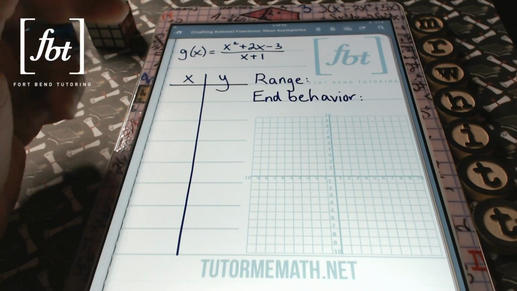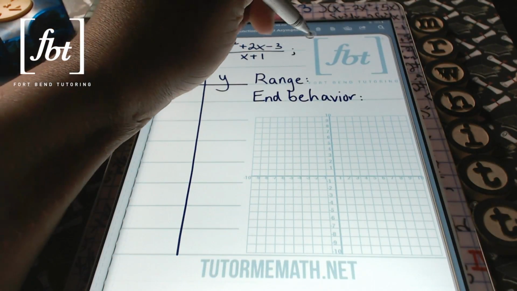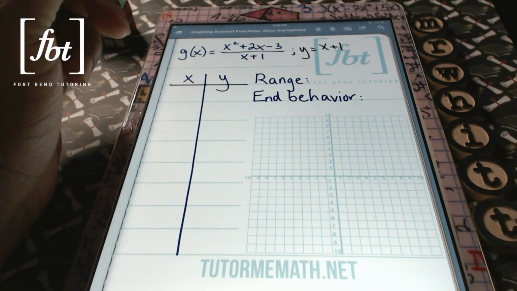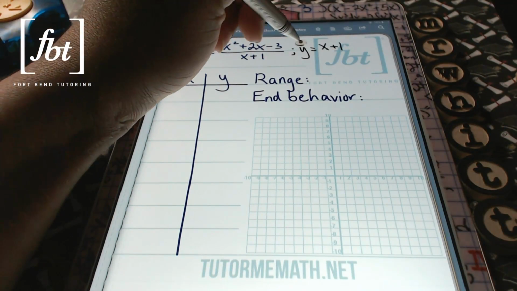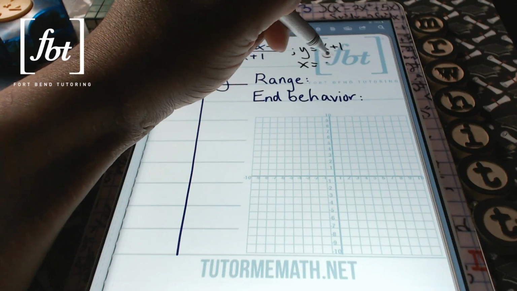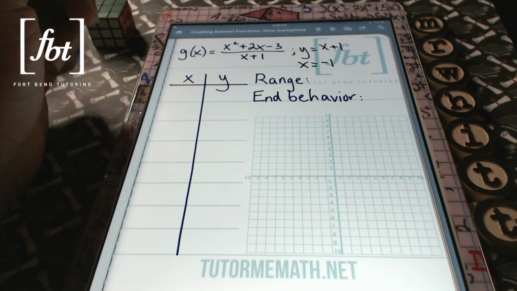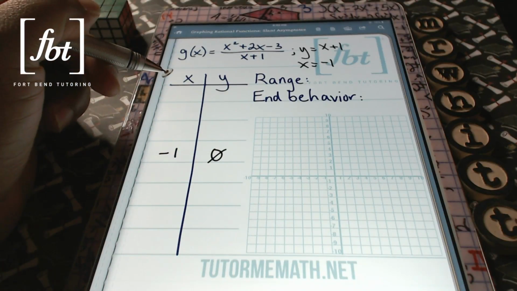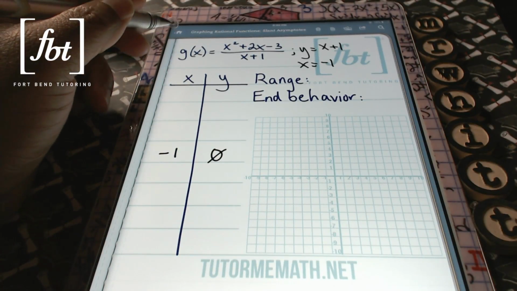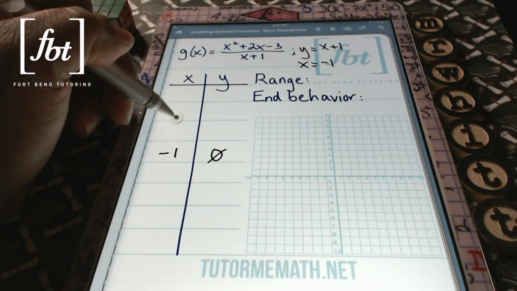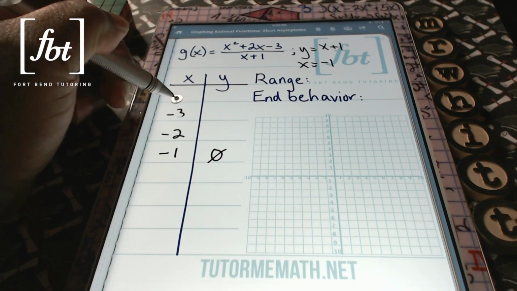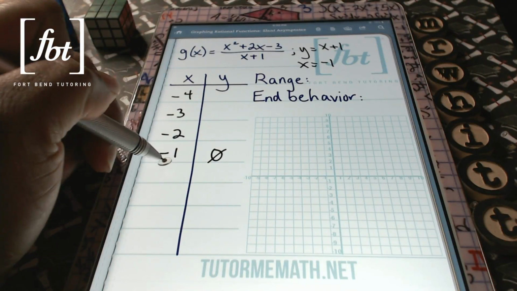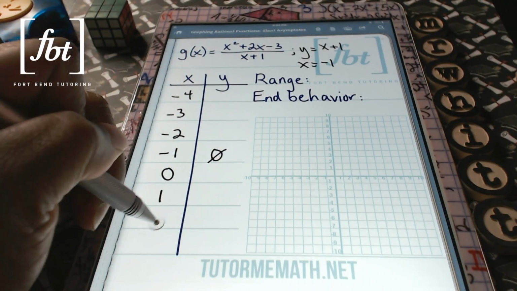So we know that we have a slant asymptote of y equals x plus 1. We sure do. And also we have a vertical asymptote of x equals negative 1. So when x is negative 1, the function is undefined. And we'll be choosing values to the left of negative 1, like negative 2, negative 3. Okay, let's go with negative 4. And then we also have 0, 1, and 2.